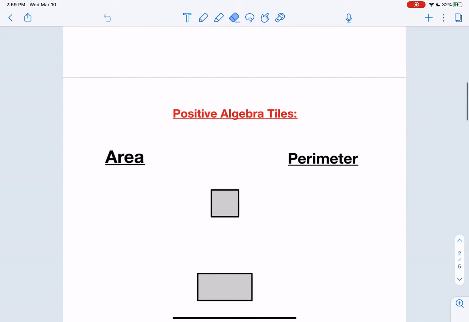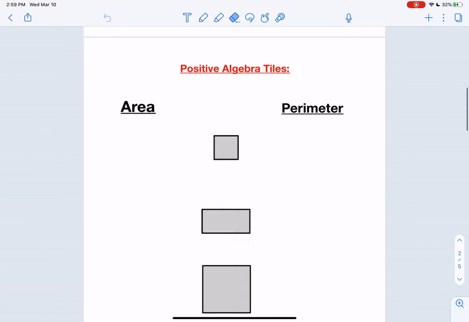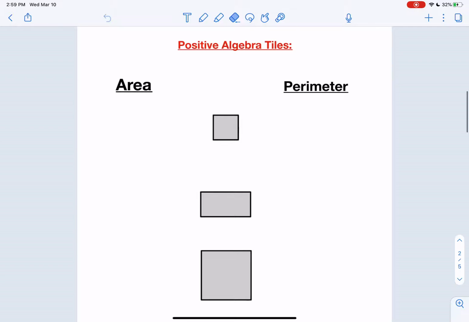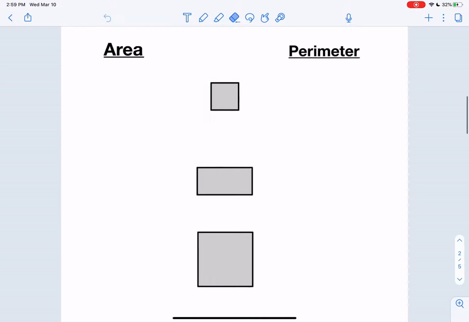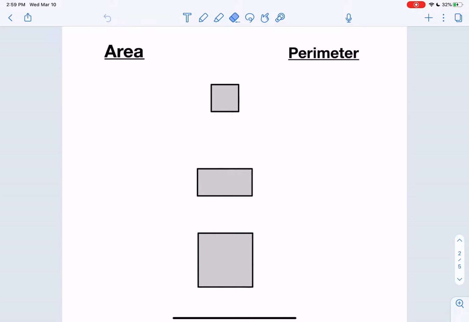So let's take a look at our algebra tiles again. Last time we did area, today we're doing perimeter. But we need to review what the tiles are and what the sides equal. So remember, the name of the tile is the area of the tile. For the first small box, we know that the side and top and bottom lengths equal 1. So that means it's 1 all the way around.